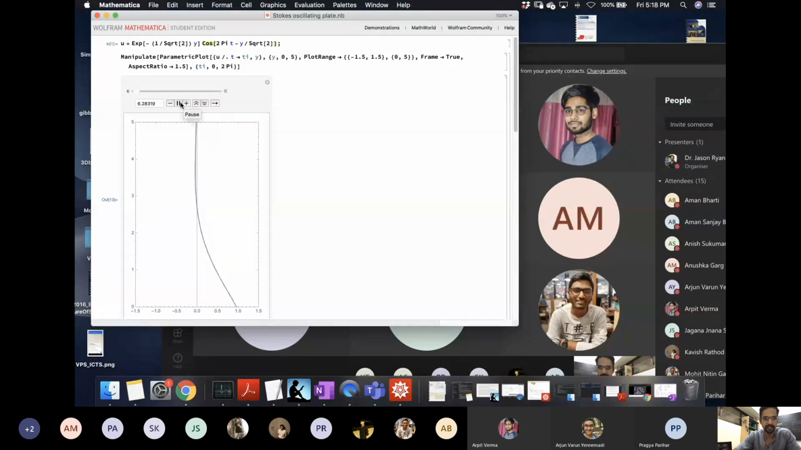So this is the way it behaves. I'll just play it and show it. Yeah, so this is the solution that we obtained for the situation of the boundary layer. So the bottom plate is moving pretty rapidly, much faster than the viscous diffusion. As a result, the velocity is not reaching the top wall, but close to the bottom wall, you see that the fluid is moving with the bottom wall.